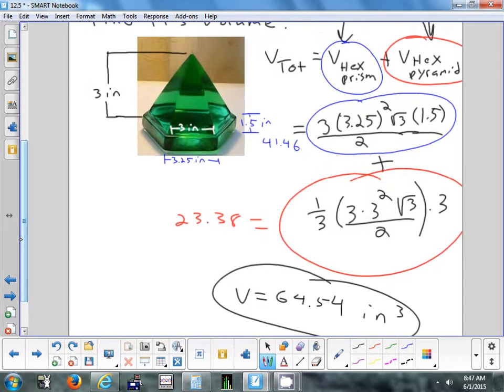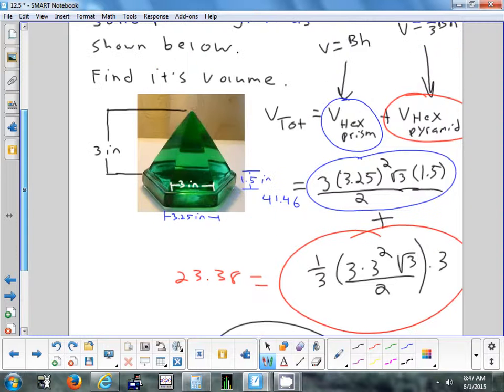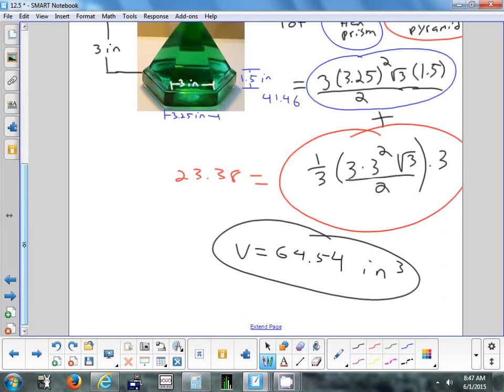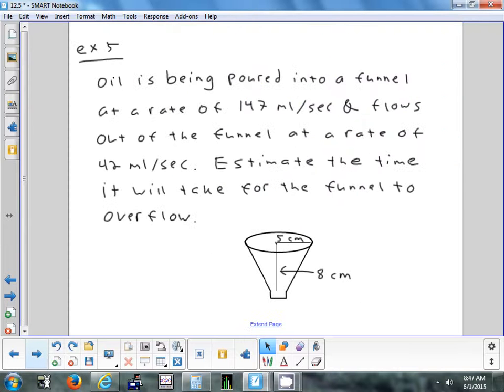Any questions on that? Okay, so that's called a composite solid. Two shapes, stick them together. Two other shapes you might see a lot together are cones and cylinders. You can easily stack a cone on top of a cylinder, and the bases line up very nicely. All right, so this will be our last one. We'll stop with this one.